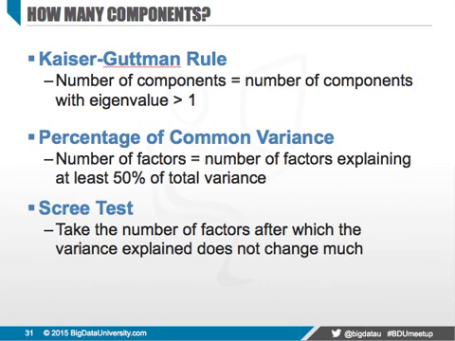But there are some rules for making decisions about the number of components to actually retain, because you don't want to end up with as many dimensions as you started with. So one of the rules that people typically use is the Kaiser-Guttman rule. And here the number of components is going to be equal to the number of components with eigenvalues that are greater than 1. The number 1 sounds quite arbitrary, but there is actually a reason for why we're looking for components with eigenvalues greater than 1.